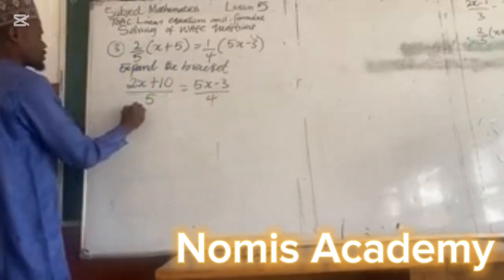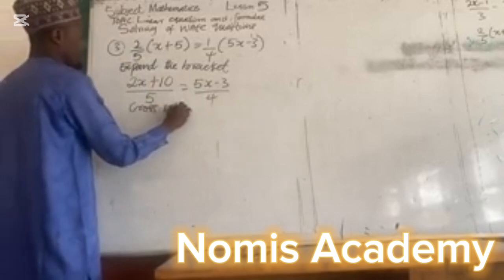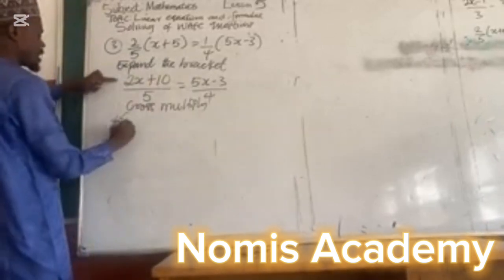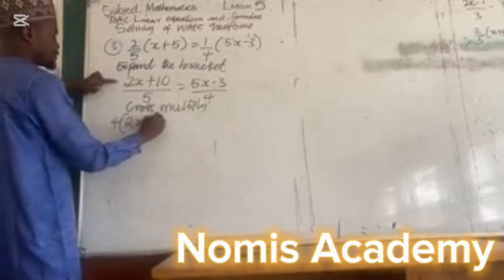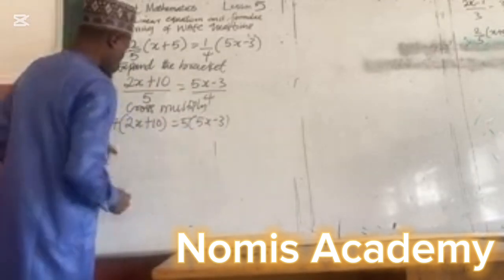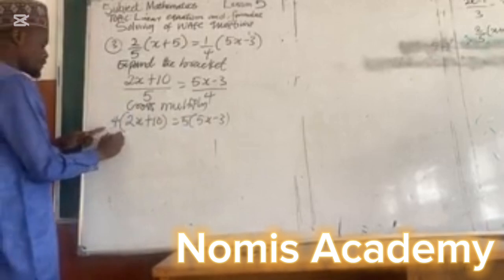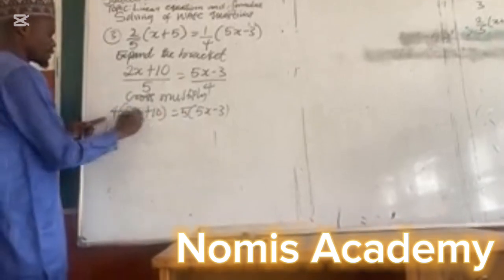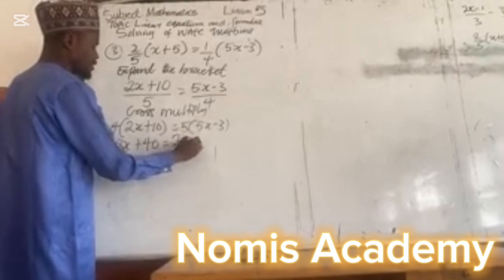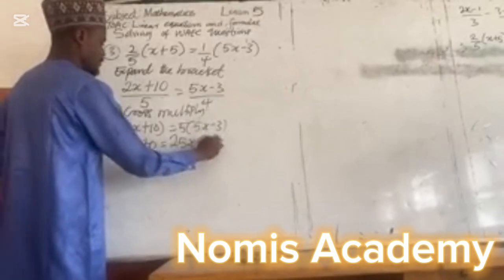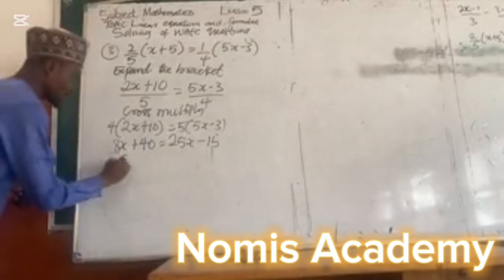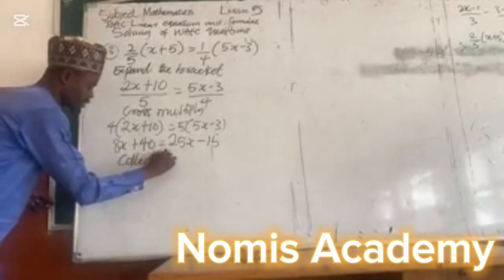You have to cross multiply. If you cross multiply, 4 multiplied by, we have 4, open bracket, 2x plus 10, equals 5, open bracket, 5x minus 3. So 4 times 2, we have 8x, plus 4 times 10, we have 40, equals 5 times 5, we have 25x, minus 5 times 3, we have 15. Now the next thing is this, you have to collect the terms.